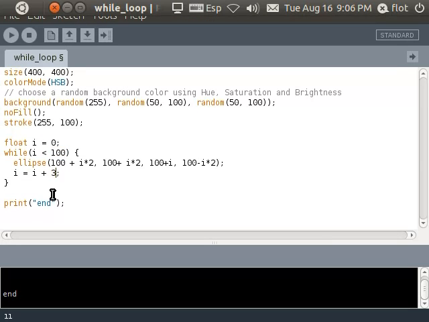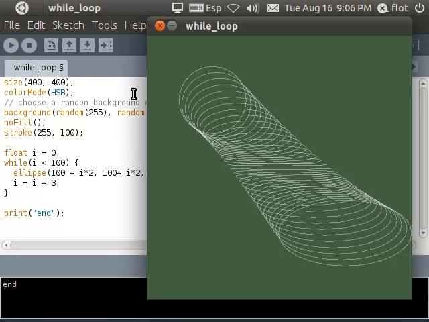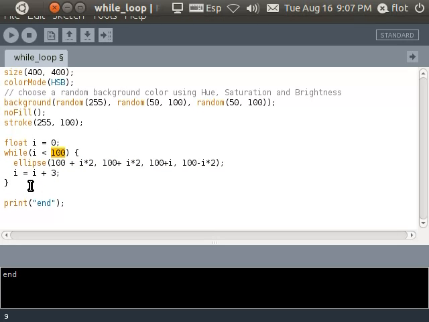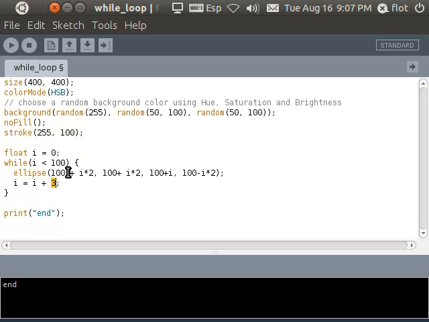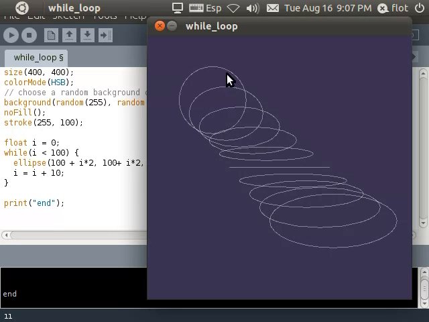If I increase the steps again, there's less. You can see there's probably about 33 steps, because if you divide 100 by 3, you get about 33. So I start at 0, then 3, 6, 9. And the bigger these steps, if the step is 10, probably you get only 10 circles. We can count them: 1, 2, 3, 4, 5, 6, 7, 8, 9, and 10.